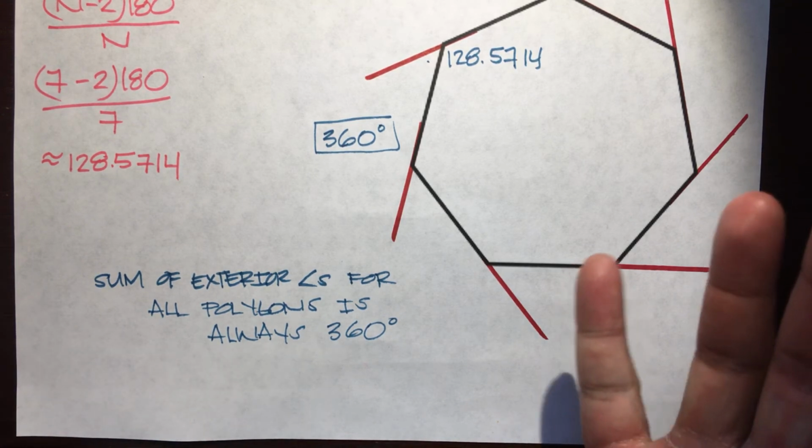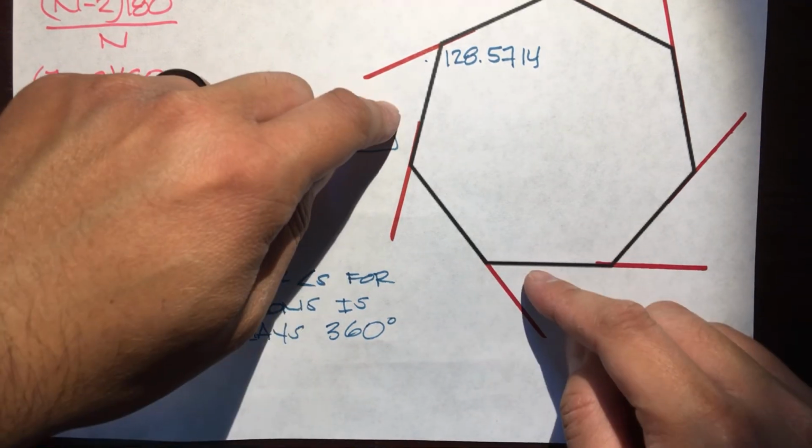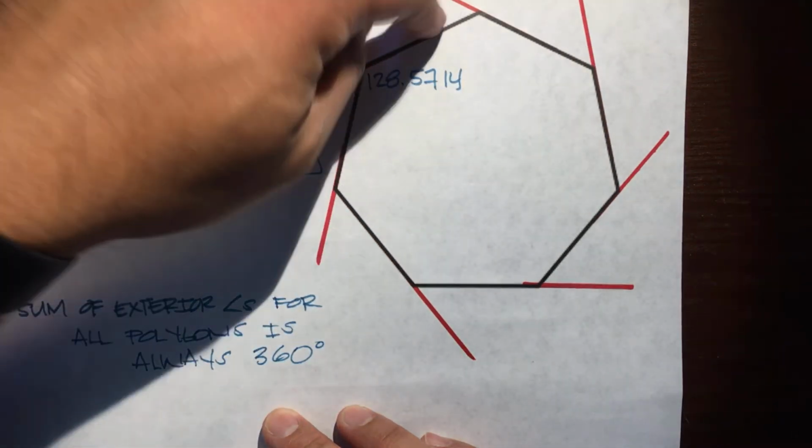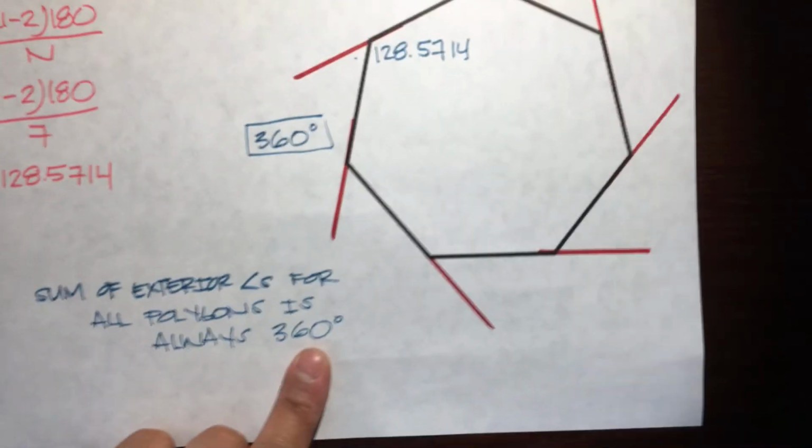So just remember that. Highlight this. Put this in your notes. Don't ever forget it. The exterior angles, this plus this plus this plus this plus this, however many exterior angles, is always 360.